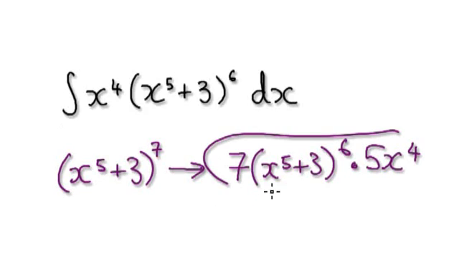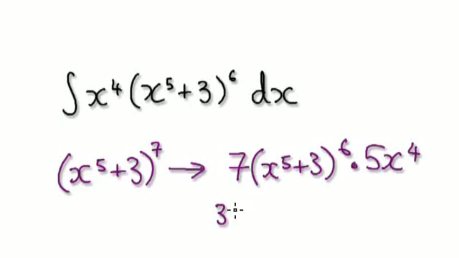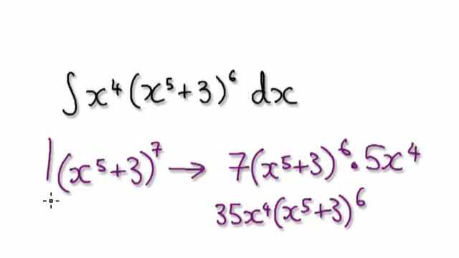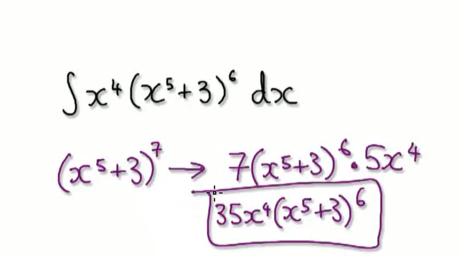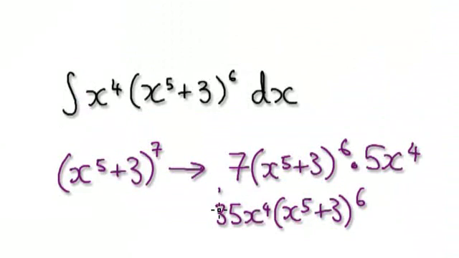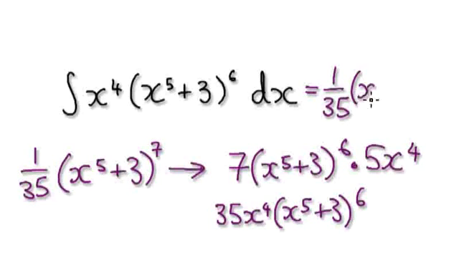Okay, so tidy this whole thing up. That will be 35x to the power of 4, and then close this off, (x to the power of 5 plus 3) to the power of 6. You see, this will differentiate to this, but you can see that this thing here is very close to what we want. So let's adjust this 35. It should be like this. So when you evaluate this whole thing, it will equal 1 over 35 times the bracket, and this would be almost your answer.